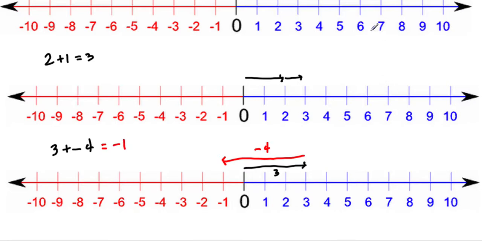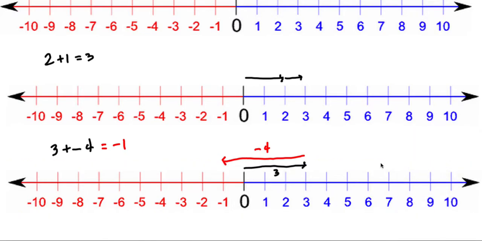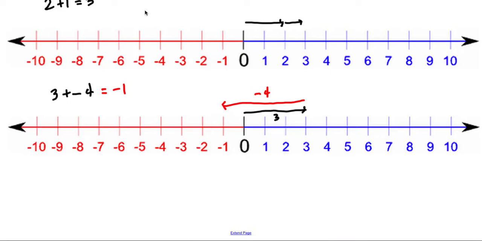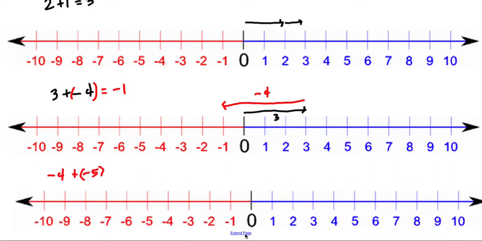So 3 plus negative 4 is negative 1. Let's take a look at another example. Let me just copy this. So let's say you're now asked to add negative 4 plus negative 5. Sometimes you put a parenthesis, sometimes not. You can put this in parentheses, it doesn't really matter. So you have negative 4 plus negative 5, and let's get our number line for negative 4 plus negative 5. Let me extend my page.